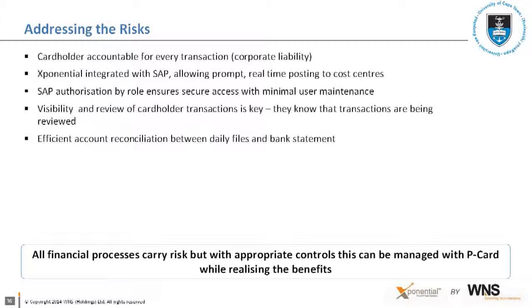Another critical issue for us is that you're not managing a whole other external system of user maintenance, because then that's another whole job. The roles within Xponential are managed within SAP roles and SAP authorization, and that takes away a huge amount of additional work. As I've mentioned, visibility and review of cardholder transactions is key, that they know their transactions are being reviewed and they are extremely visible for a range of people, the right people, to be able to see in Xponential reports.